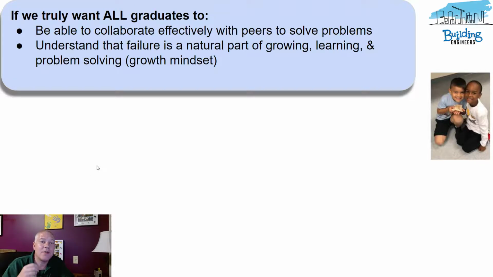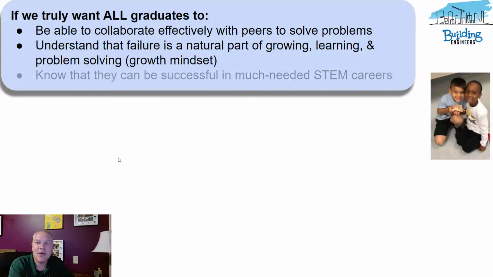We want our students to understand that failure is a natural part of growing, learning, and problem solving. So there's that growth mindset. We want to make sure that we develop our students to see failure as a stepping stone towards success. And finally, we want all students to know that they can be successful in much needed STEM careers.